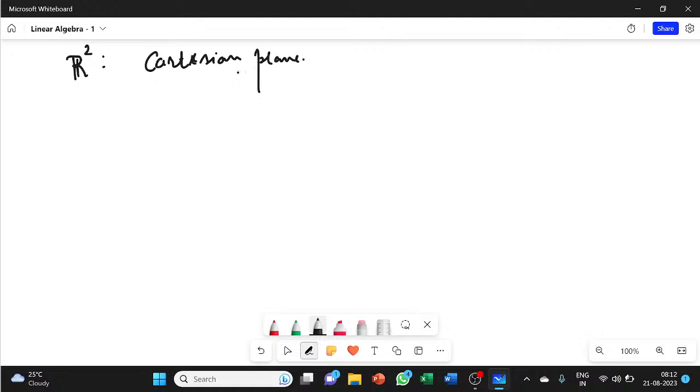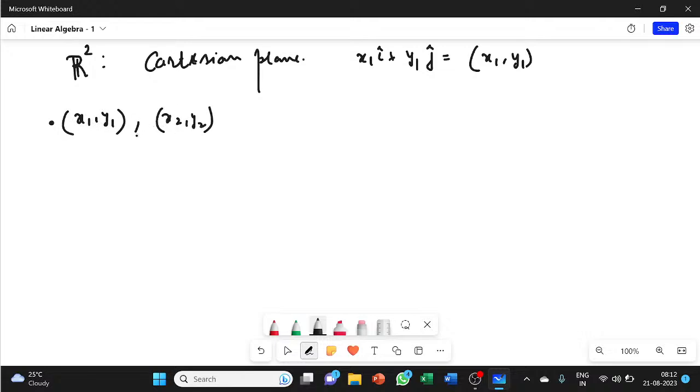Now you see in R square what sort of things you can do. One of the things you can do, and what notation I'm going to take. Let's say instead of writing x1 i cap plus y1 j cap, I'm going to write it this way, (x1, y1). So this is the notation I'm going to use. So if I take two plane vectors, let's say (x1, y1) and another plane vector (x2, y2), how do I define the addition? So addition of these two vectors would be defined this way.